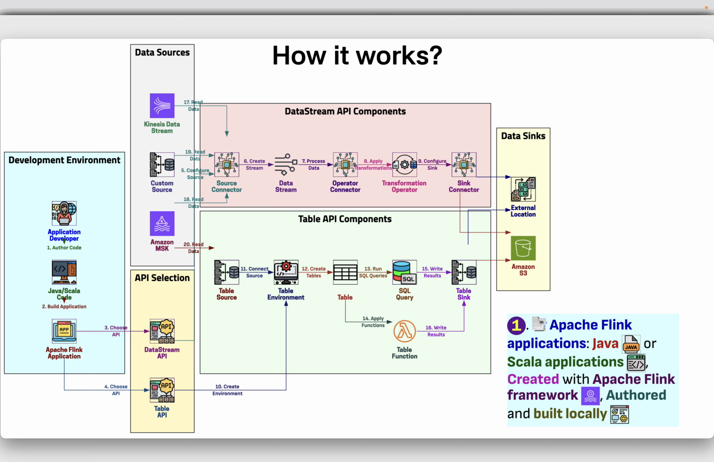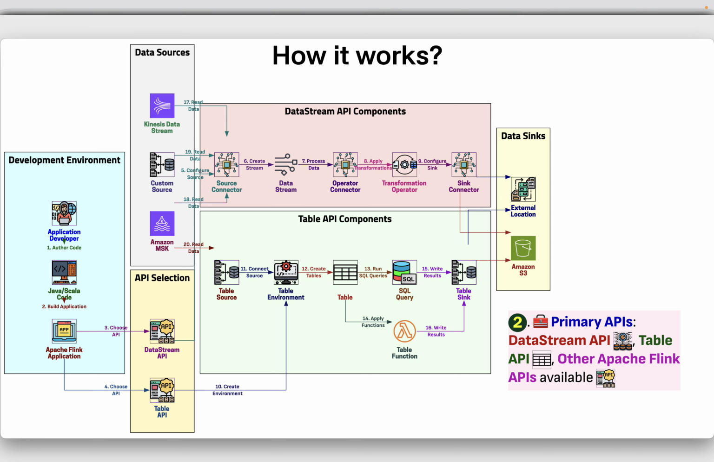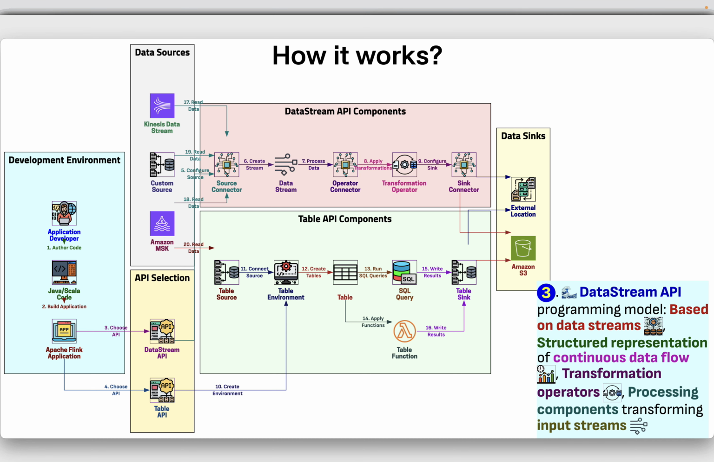So how does it work? Apache Flink applications are Java or Scala applications created with the Apache Flink framework. Then primary APIs. So applications primarily use either the data stream API or the table API, though other Apache Flink APIs are also available as I talked about. The data stream API programming model is based on data streams, which are structured representations of continuous data flow. So this is important. And transformation operators, which are basically processing components that transform input streams. So you have structured continuous data flow coming in, and then you have operators which will transform the input stream.